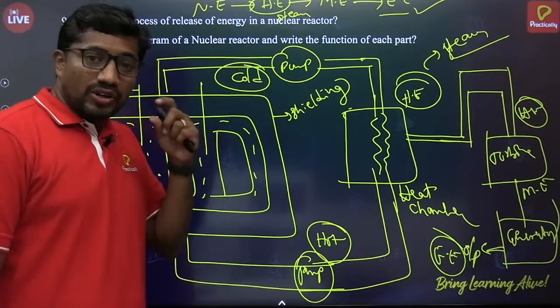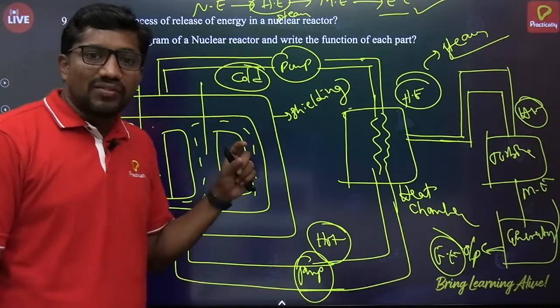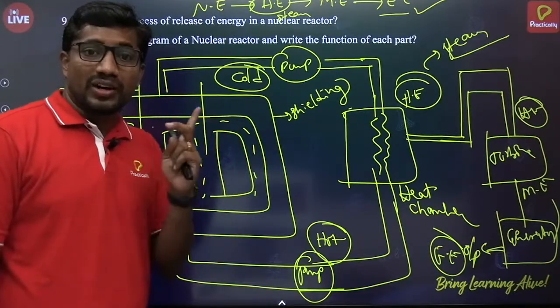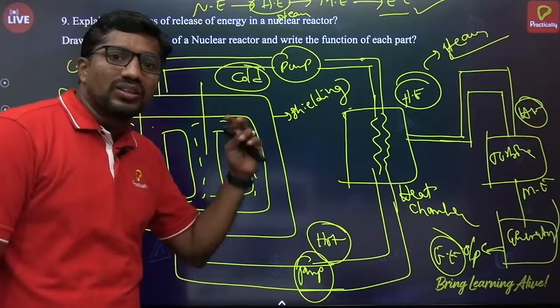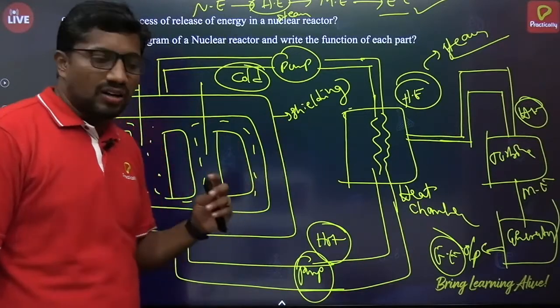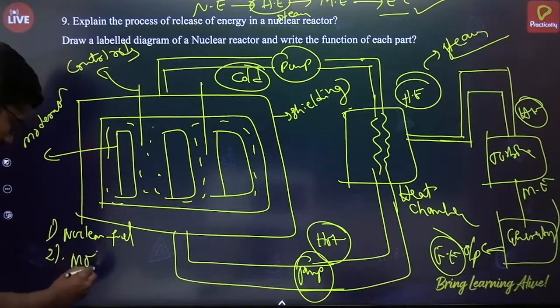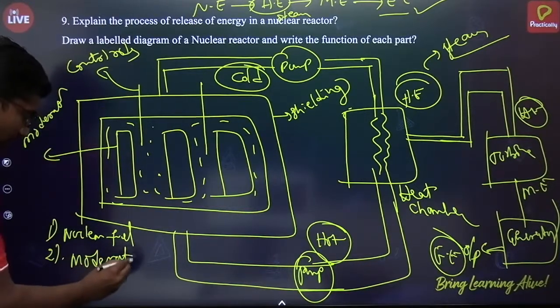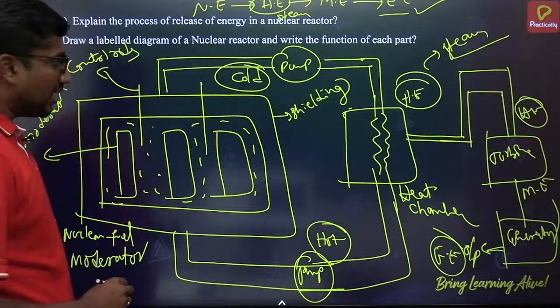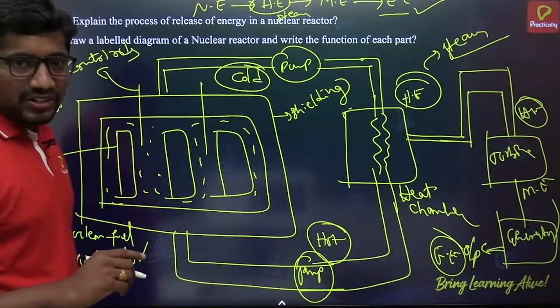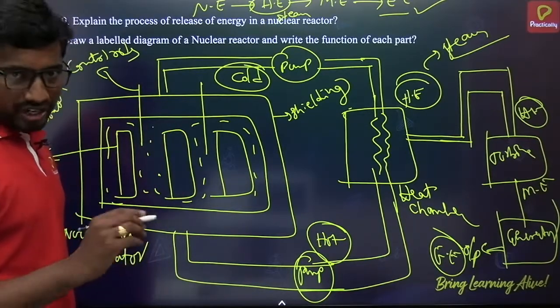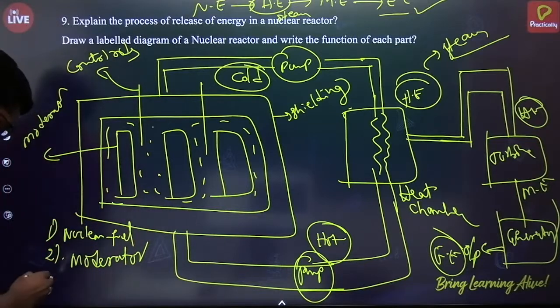That means during that process, the controlling will happen majorly with the help of two things. One is by slowing down the neutron. To slow down the neutron, we have a moderator. The moderator slows down the neutron. The moderator is basically heavy water or deuterium. Graphite rods also we can use.